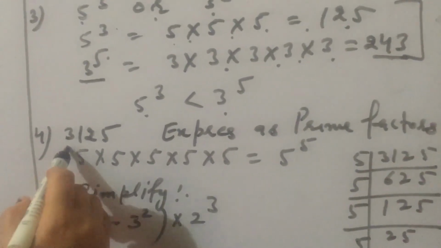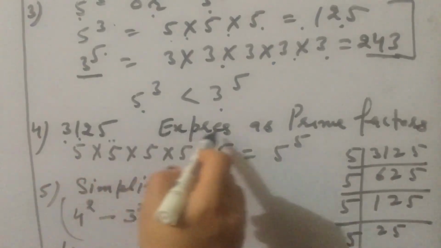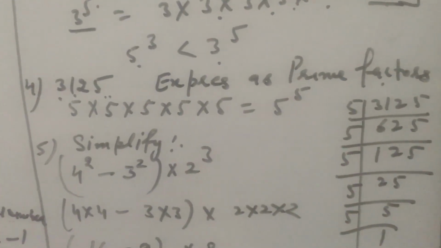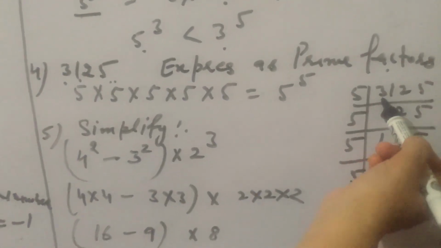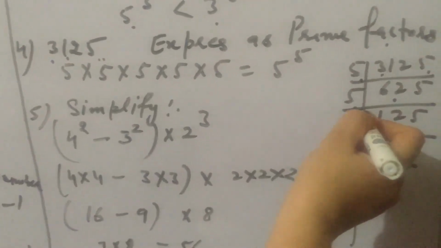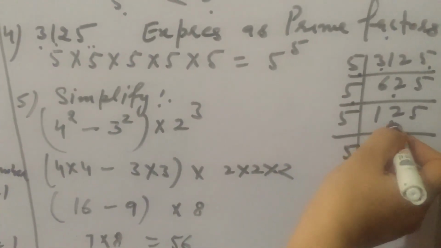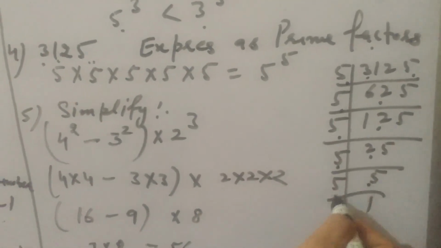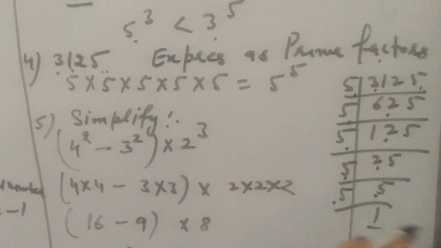Next is 3125 expressed as a prime factor. So with the help of the prime factorization method, we can solve it. 3125, in the table of 5, when we divide, we get 625. Again in the table of 5, we get 125. Again in the table of 5 we get 25. Again divided by 5 we get 5. Again divided by 5 we get 1.